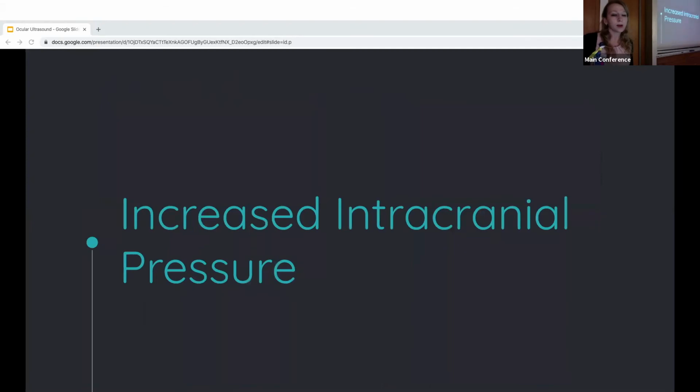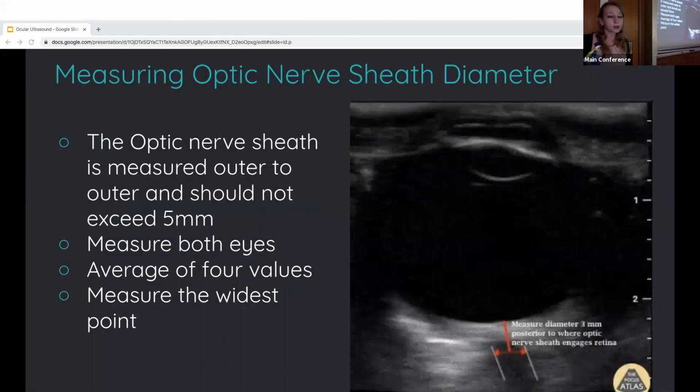And one last thing I want to talk about is increased intracranial pressure as an indication. One thing that we use when we evaluate for increased intracranial pressure is the optic nerve sheath diameter.